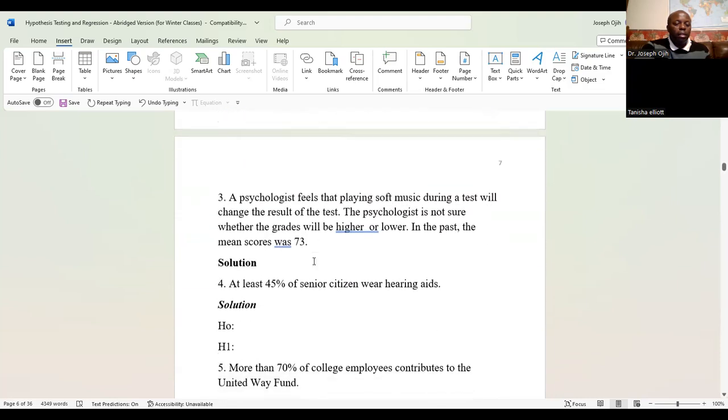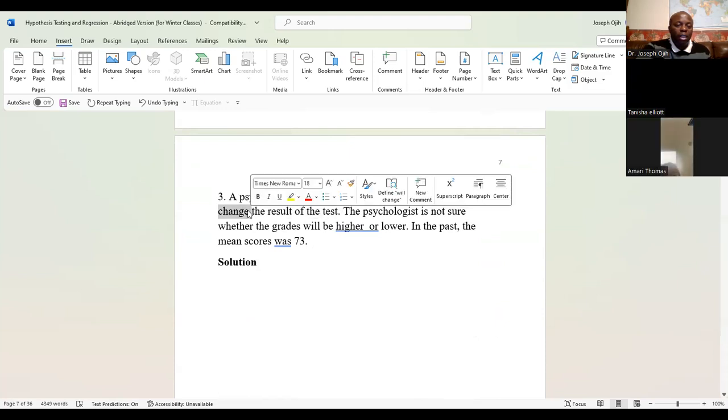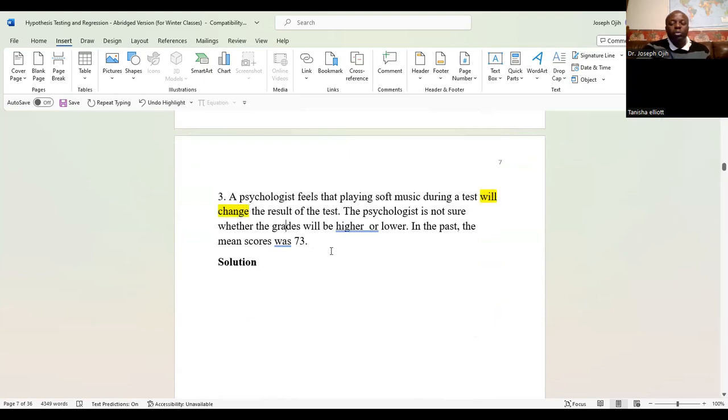All right. Now, I look at this one here. It said that the psychologist feels that playing soft music during a test will change the result of the test. The psychologist is not sure whether the grade will be higher or lower. But in the past, the mean score is 73. She said that it will change. Will change, that's the keyword. It doesn't tell us whether it is going to increase or decrease, just says change. That means we have two sides to it, either it increases or it decreases. So that gives us a two-tailed test.